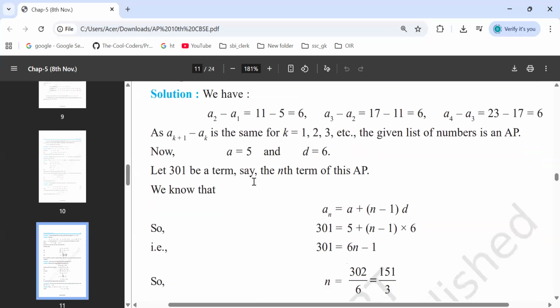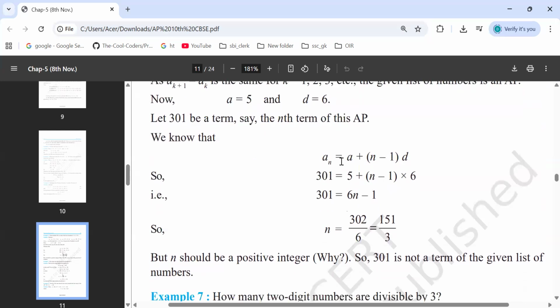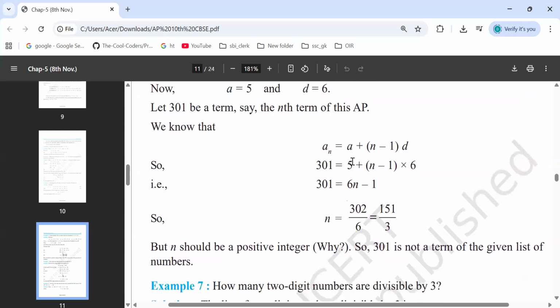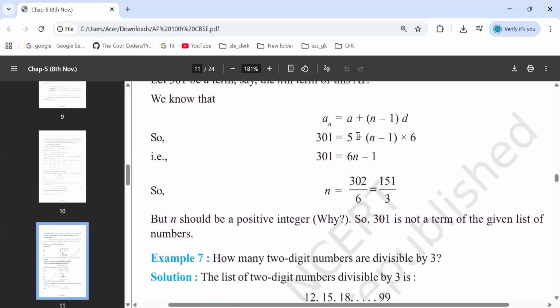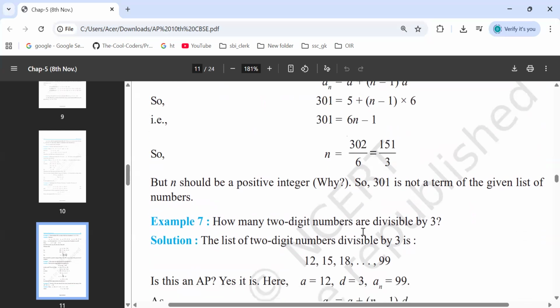So we need to find the value of n. We will use the nth term formula: an equals a plus n minus 1 into d. So 301 equals 5 plus n minus 1 into 6. 6n minus 1 equals 301. n equals 151 by 3. As n is not coming out to be a complete positive integer, 301 will not be part of this number series.